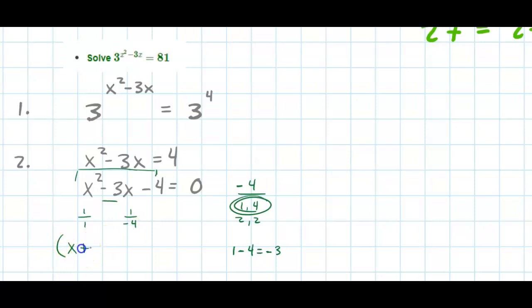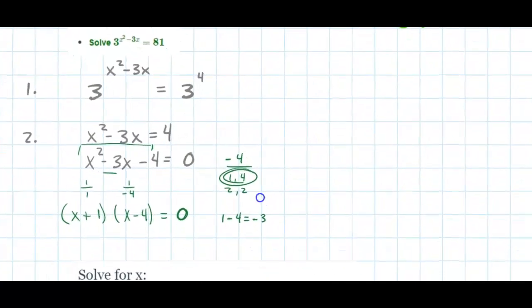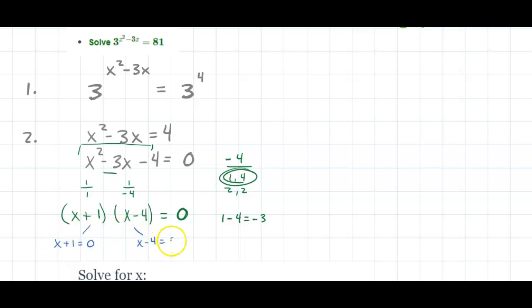So my factors are going to be x plus 1 and x minus 4 still equals 0. And if we're multiplying 2 terms together and we get 0, one of the 2 terms must equal 0. So that'll be true if x equals negative 1 or 4. So now we've got 2 solutions. X equals negative 1 and x equals 4. So let's use our calculator to check this time.